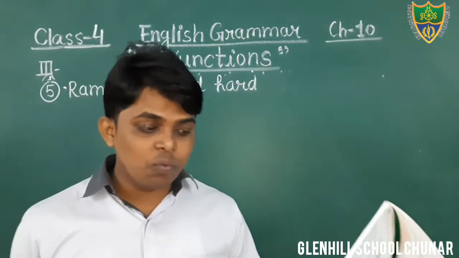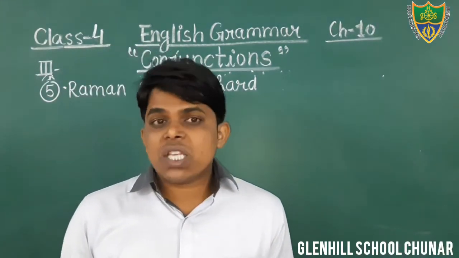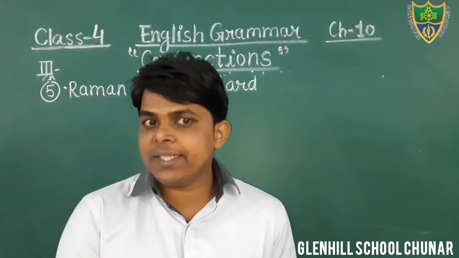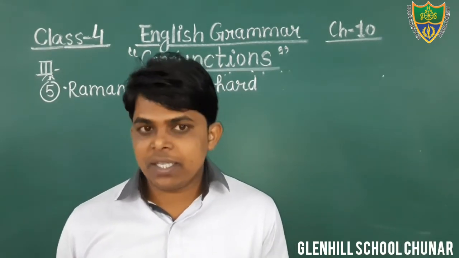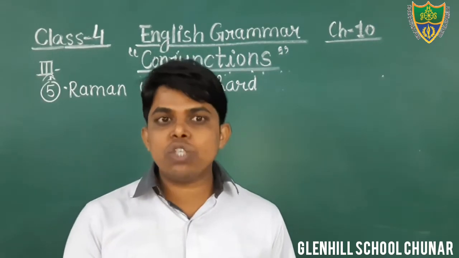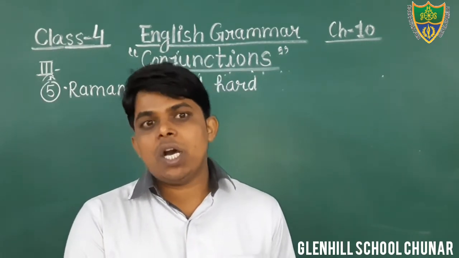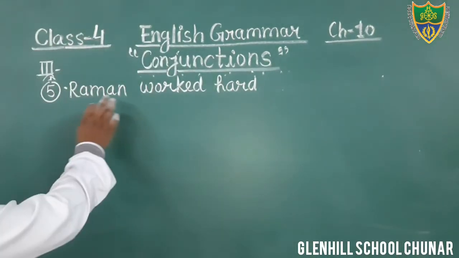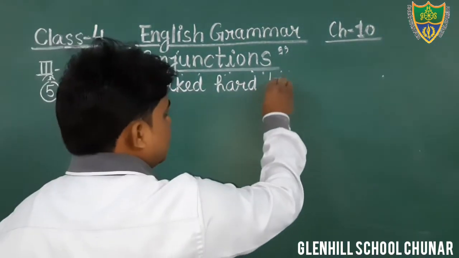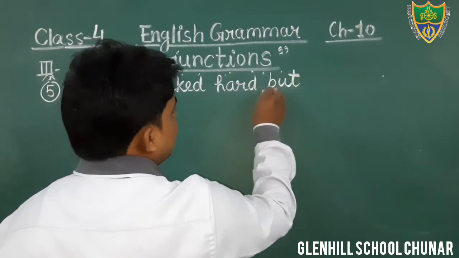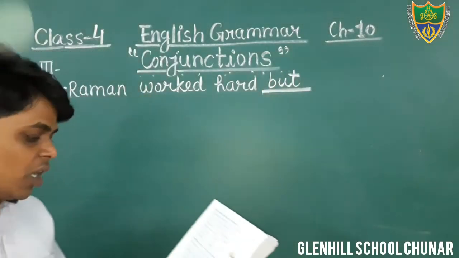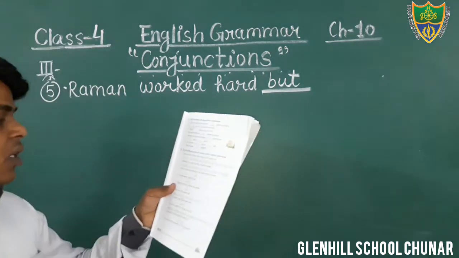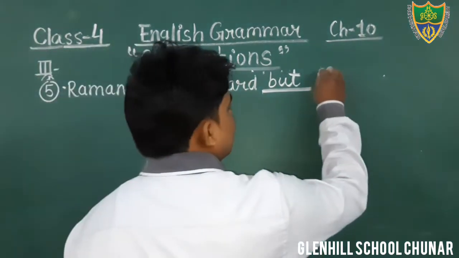Just see. Raman worked hard. Shekhar was careless. There are 2 sentences. Raman worked hard, that is one sentence. Shekhar was careless, that is another sentence. And these two sentences are linked or joined with the word but. What would be the sentence? You will use the conjunction but. Raman worked hard but Shekhar was careless.